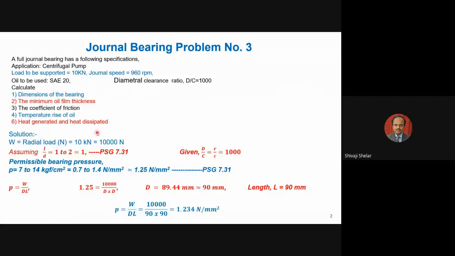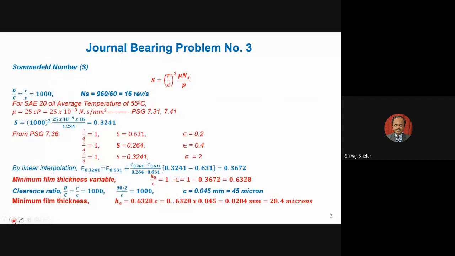Let's go and check now the minimum film thickness. To determine the minimum film thickness, let's go to the next slide. In this slide, we are calculating the Sommerfeld number. The Sommerfeld number is equal to (R by C) squared into mu ns by P. R by C is a dimensionless parameter and mu ns by P is the bearing characteristic number. R by C is already given in the problem, that is capital D by C equal to small r by C, equal to 1000.